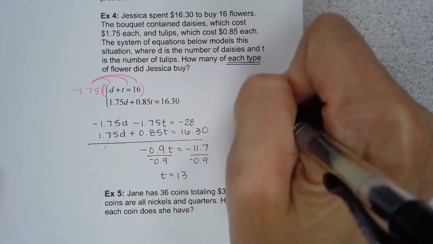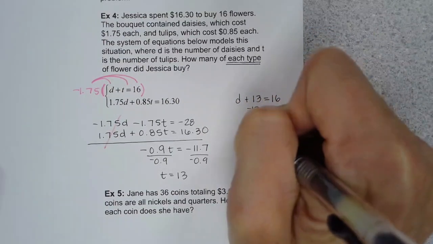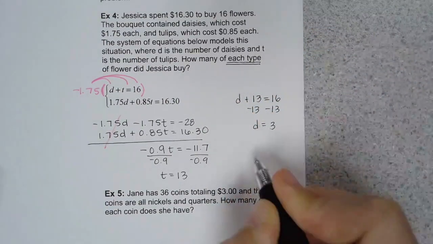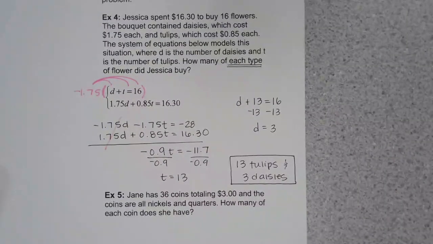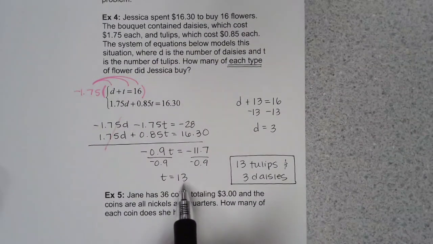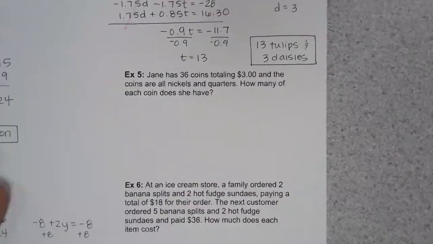So d plus 13 for t is equal to 16. Subtract the 13 from both sides, and so you'll get d equals 3. The answer to the question you can write out using words. So for this problem, she bought 13 tulips and 3 daisies, given the constraints in the problem.